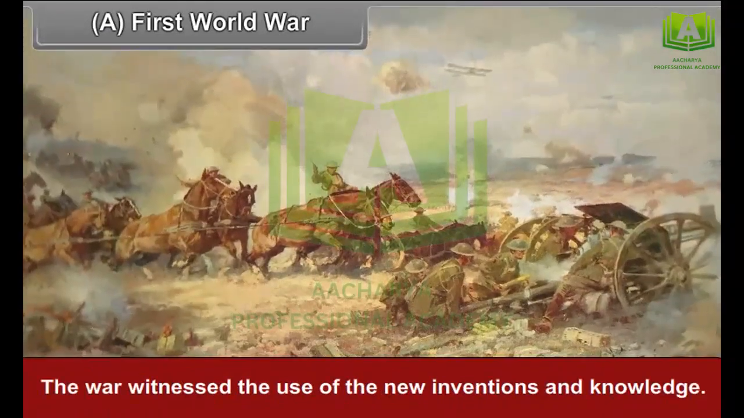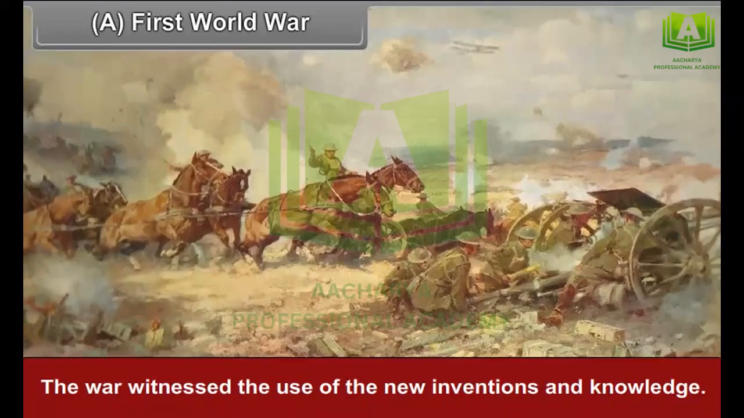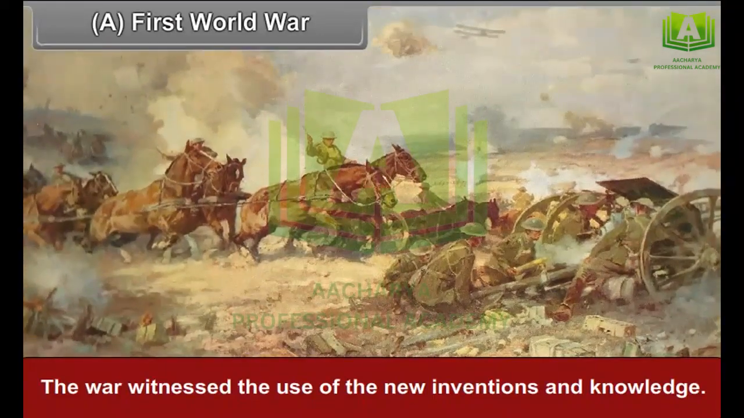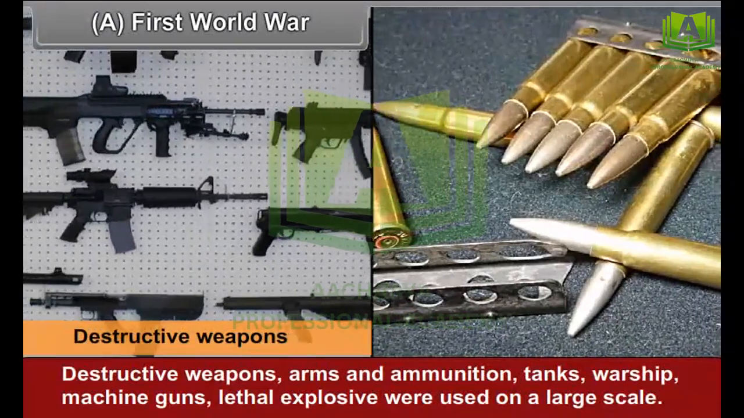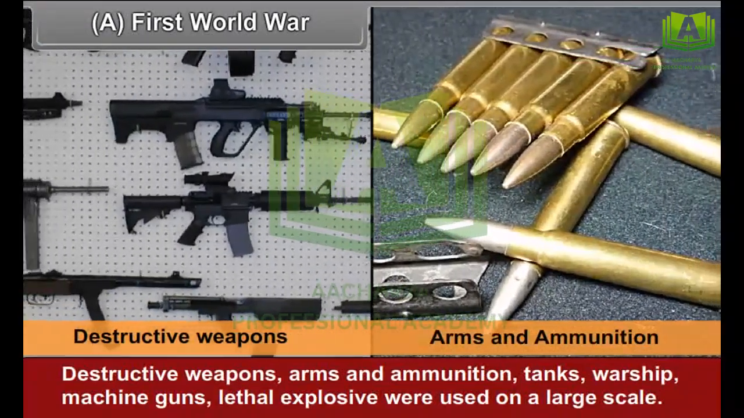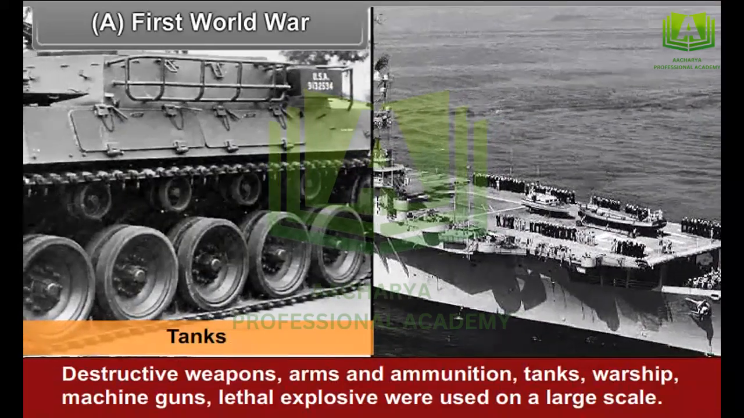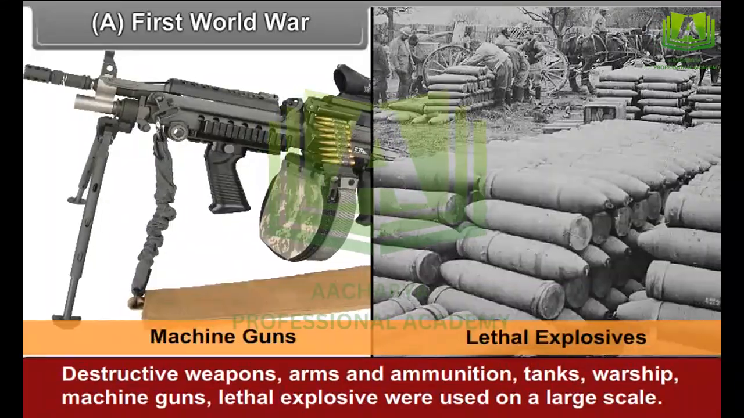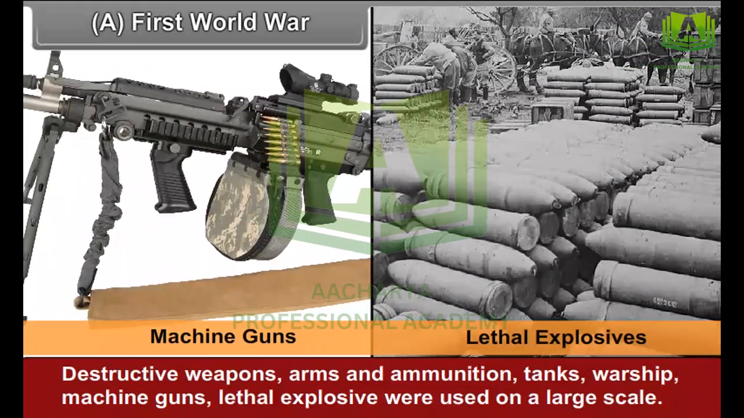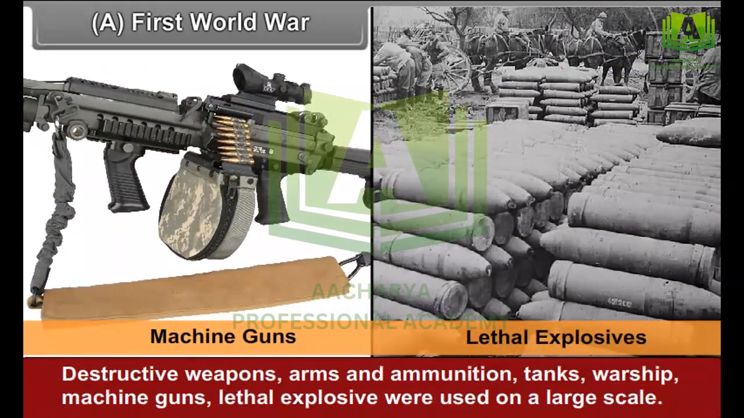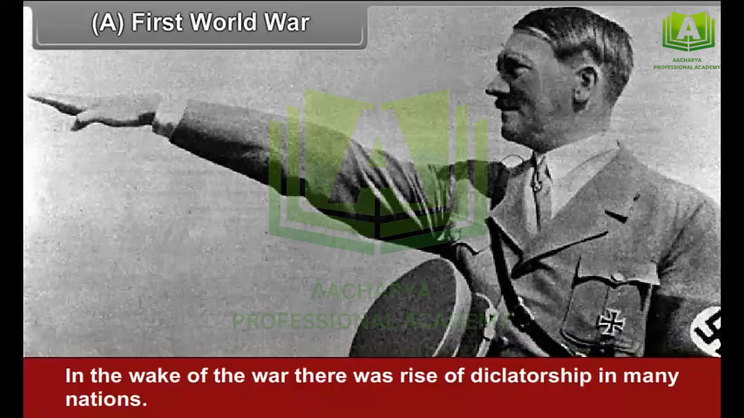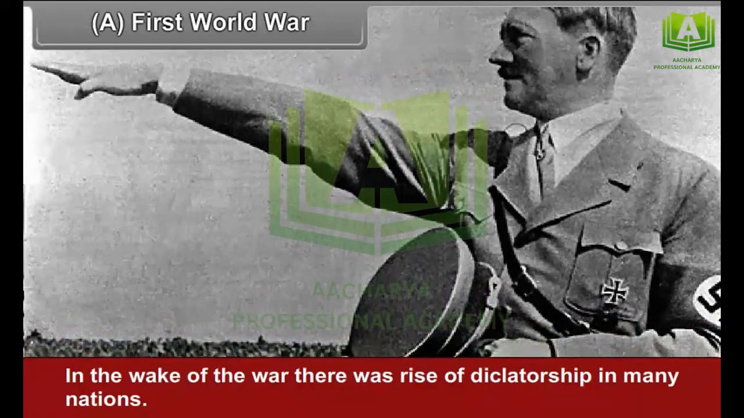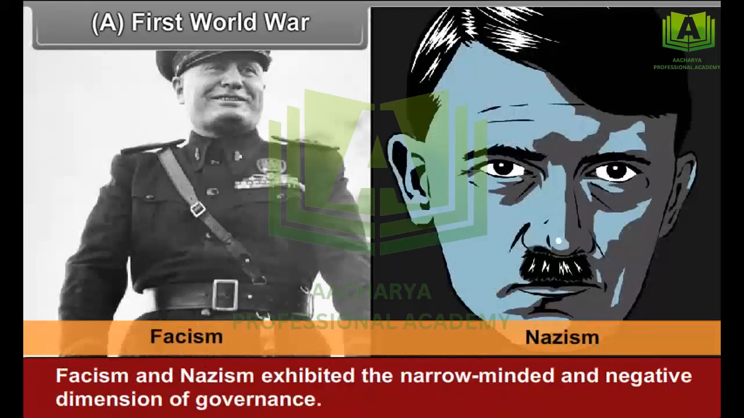The war witnessed the use of the new inventions and knowledge. Destructive weapons, arms and ammunition, tanks, warships, machine guns, and lethal explosives were used on a large scale. In the wake of the war, there was a rise of dictatorship in many nations. Fascism and Nazism exhibited the narrow-minded and negative dimensions of governance.